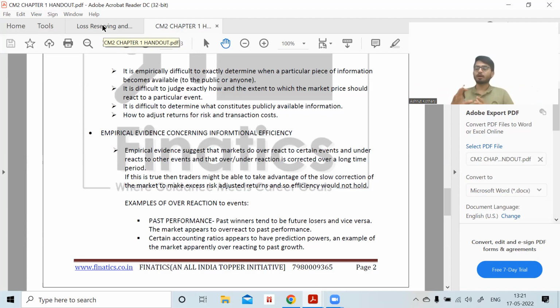Then the next thing is, certain accounting ratios appear to have prediction powers. An example of this is, if you would be aware of something called the price to earnings ratio. Just go by the term itself. Let's say the company is earning 1 rupee per share and the price of one share is 20 rupees, then the price to earnings ratio simply becomes 20 by 1, which is 20. Similarly, if I say a price to earnings ratio of 50, it means that for every 1 rupee which the company is earning, somebody is willing to pay 50 rupees for it.